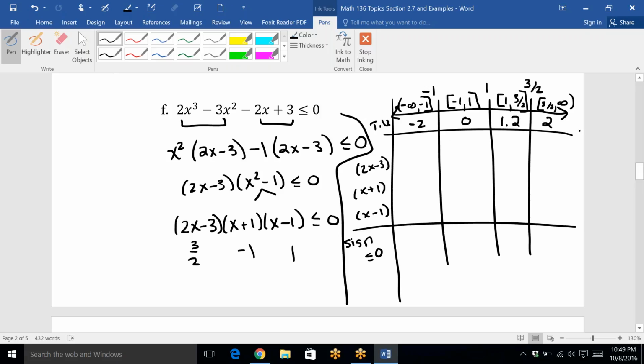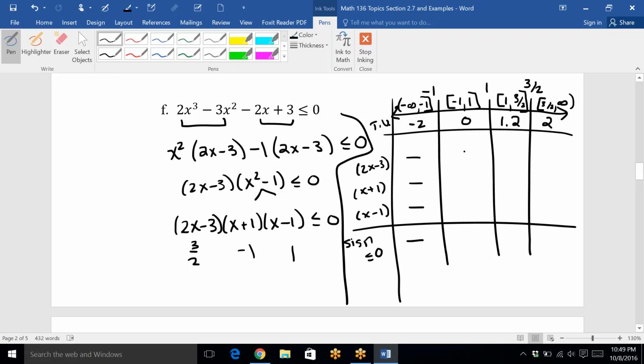So once you've figured out what your numbers are going to be, you have to think, when I plug them in, does the sign come out positive or negative? So 2 times -2 is -4, minus 3 more would be negative. -2 plus 1 would be -1, so that's negative. -2 minus 1 would be -3, so that's negative. When you multiply three negatives together, that ends up staying negative.